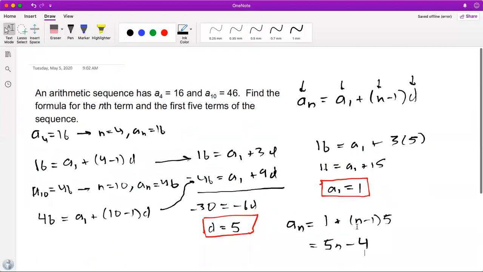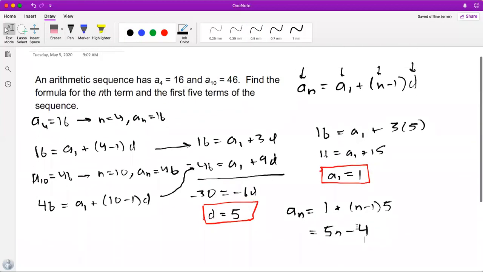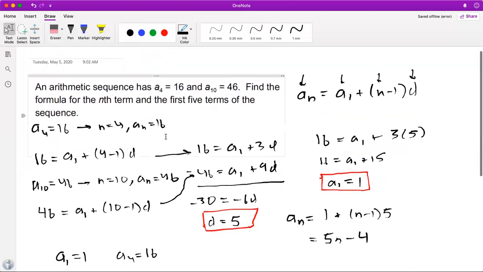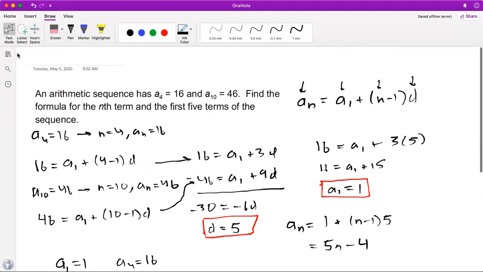And then the last part said find the first 5 terms of the sequence. That shouldn't be that hard because I now know A1 is 1. I know that the common difference is 5. So A2 is 6. A3 is 11. A4 is 16, which I already knew. And A5 is 21. So there are some sample problems worked out for you guys with the nth term tests, and I will do the sums in the next video.